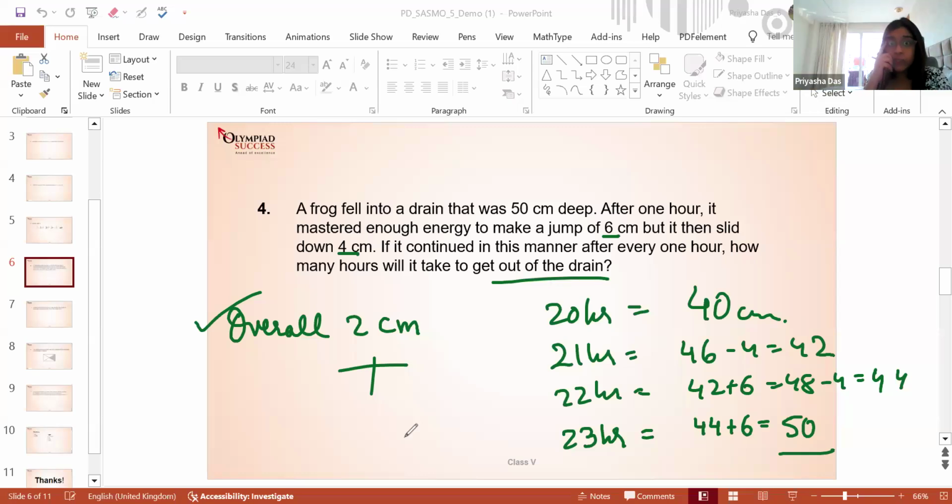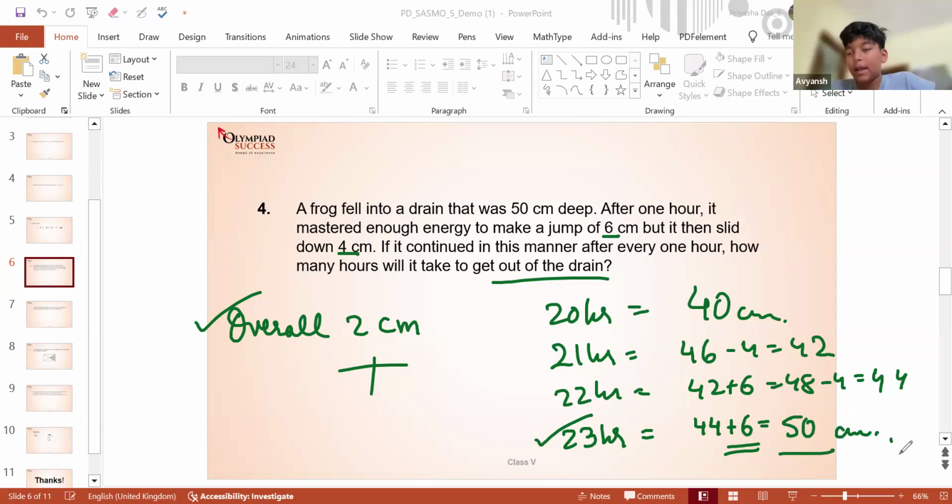This is the catchy point in this question, Avyansh: you don't have to go directly by dividing 50 by 2. Rather, you have to check the nearest multiple by which it reaches 50. So here I see that in the 23rd hour, with a plus 6, I am actually crossing the 50 centimeter mark. So it doesn't really matter if I fall back 4 or not. Once I'm on the ground, there's no falling back. Got it? I thought it meant that if you jump on the top, you fall back in. I thought that's what they meant.